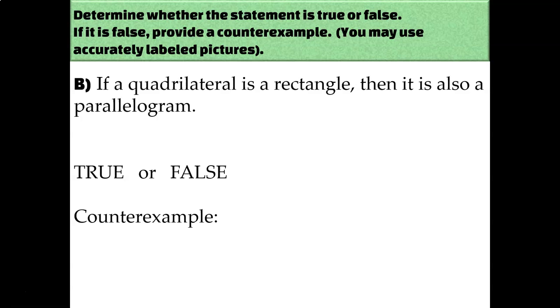What about if a quadrilateral is a rectangle, then it's also a parallelogram. Is that true or false? That's true. That's actually part of the definition of rectangle, is that it's a parallelogram with four congruent angles. So that's always true. If it's a rectangle, then it's always going to be a parallelogram.